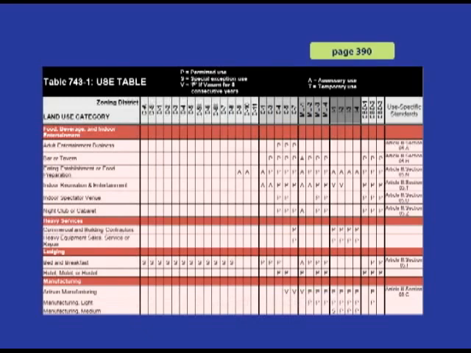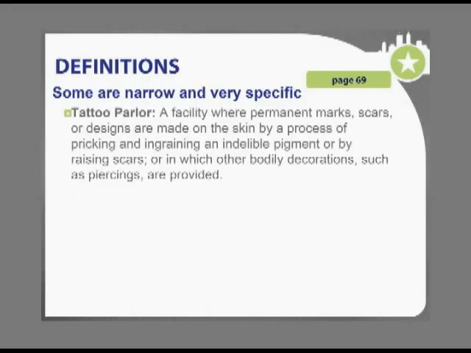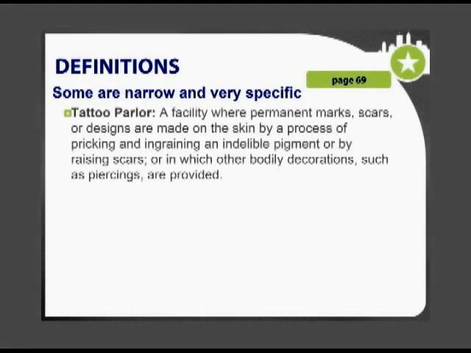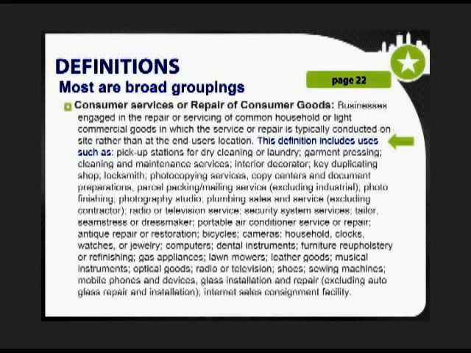You can also use that as an accessory to another permitted primary use. Here's another example about how the definitions and the land use categories work. Some are very narrow, like the tattoo parlor, and then most of them are very broad groupings. And in those definitions, you find a lot of good information.